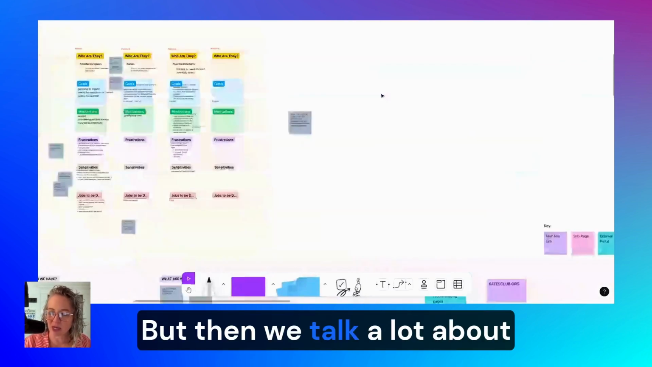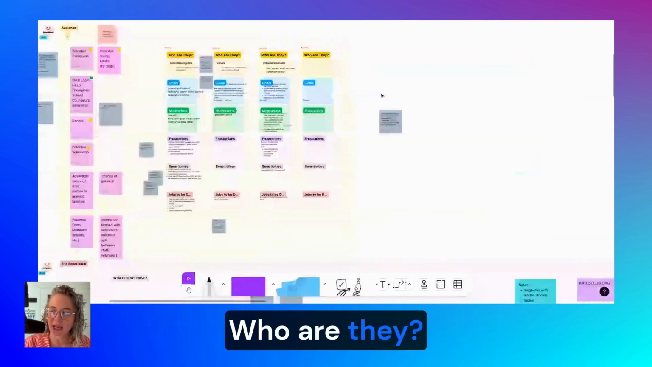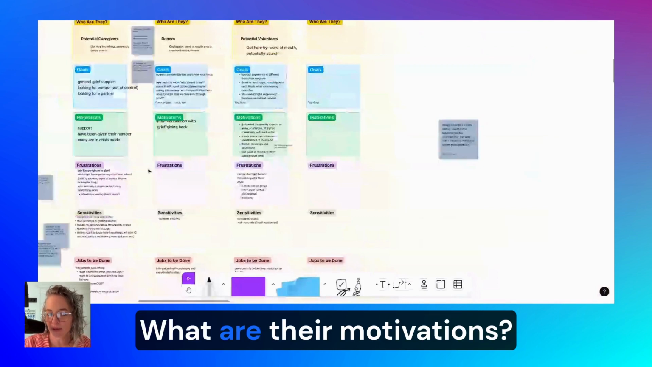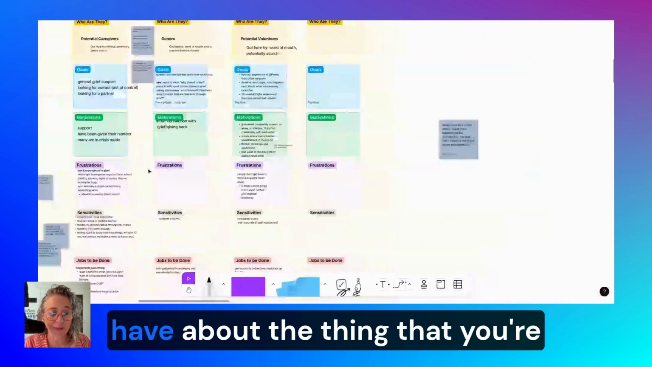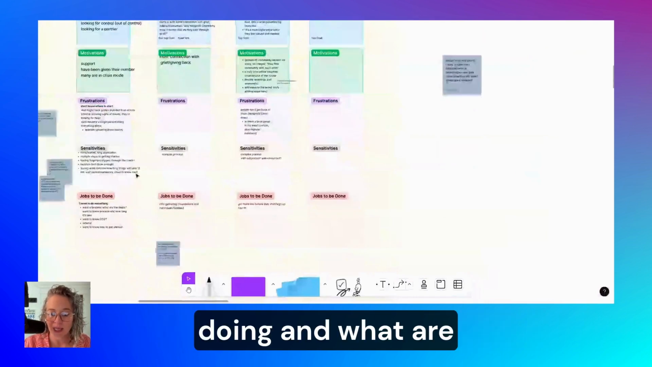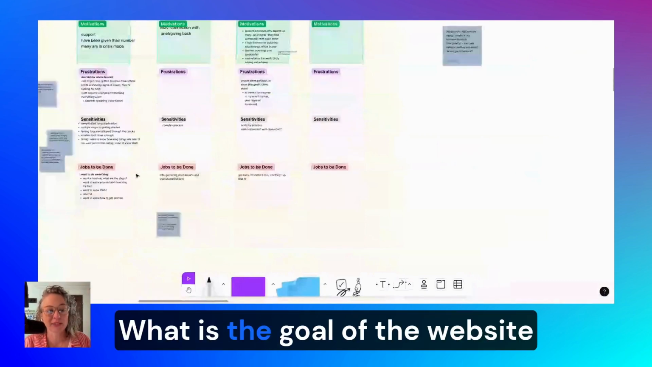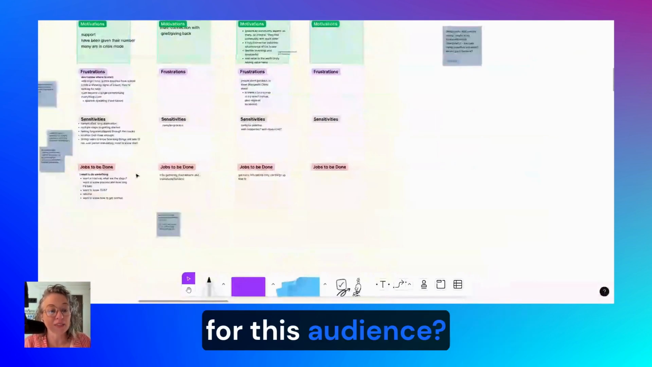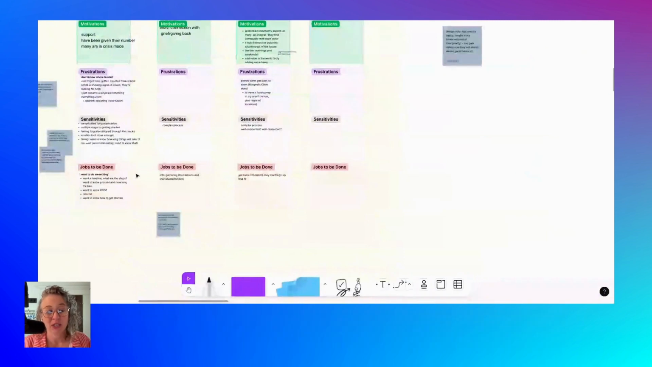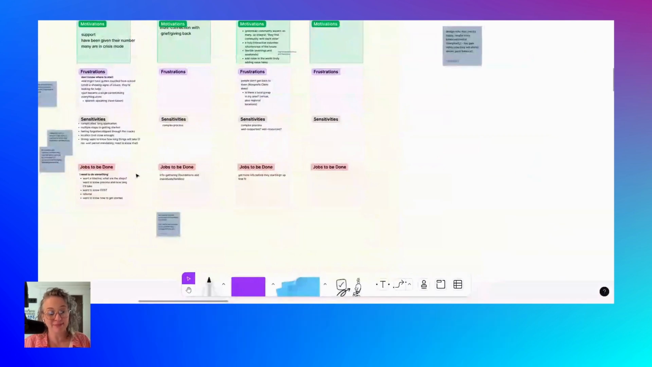But then we talk a lot about audience. Like, who are your audiences? Who are you talking about? Who are they? What are their goals? What are their motivations? What are their frustrations? What are the sensitivities they have about the thing that you're selling or the thing that you are or the thing that you're doing? And what are the jobs to be done? And that one's a really important one. What is the goal of the website for this audience? What do they need to accomplish when they go to this website? Or what do you as a business need to accomplish by them having done a thing?